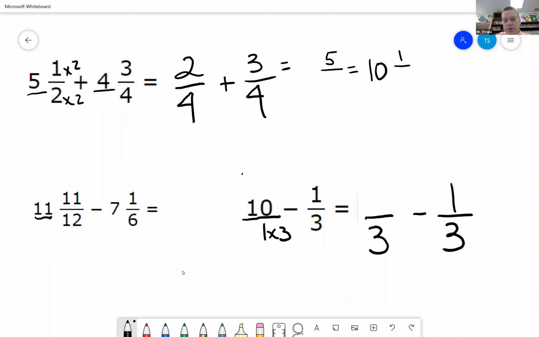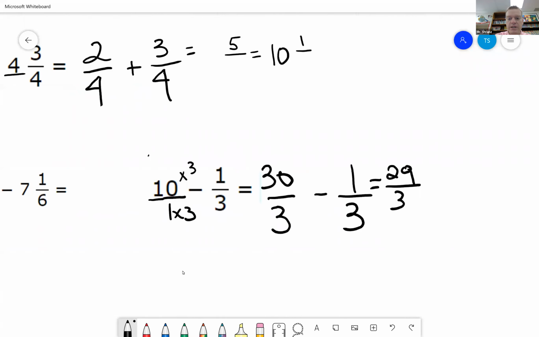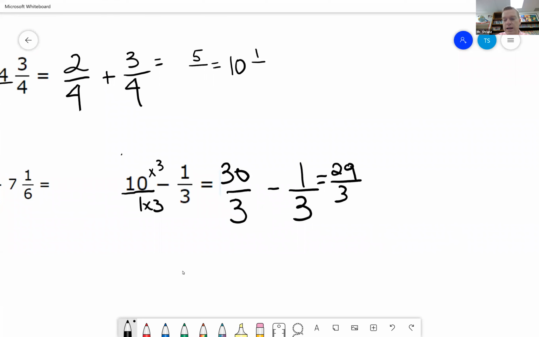This times 3, so this has to be times 3. So 10 times 3 is 30. So now I can just subtract. 30 minus 1 is going to be 29 over 3. If I need to simplify that, 3 goes into 29, we know 9 times, which is 27, and then there's 2 left over. So 9 2/3.